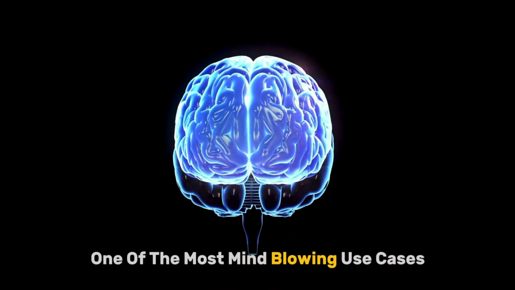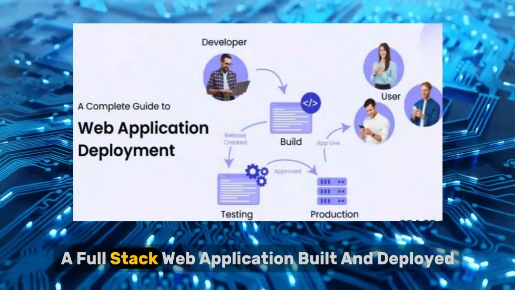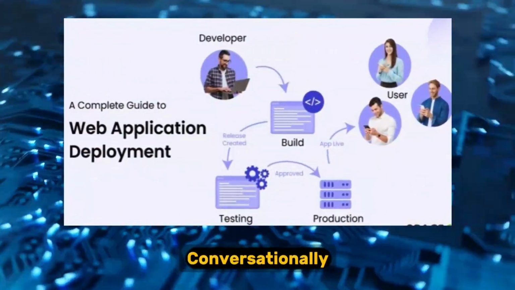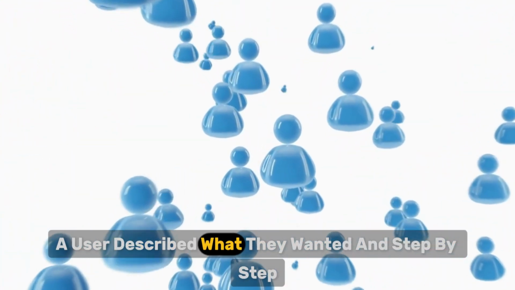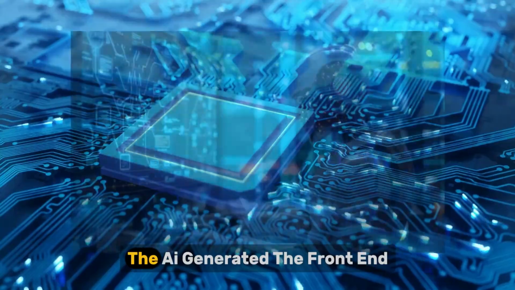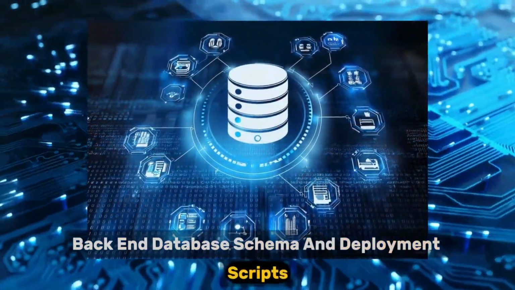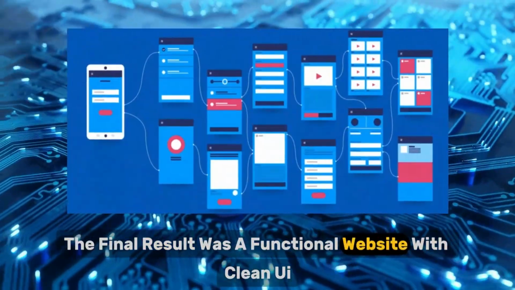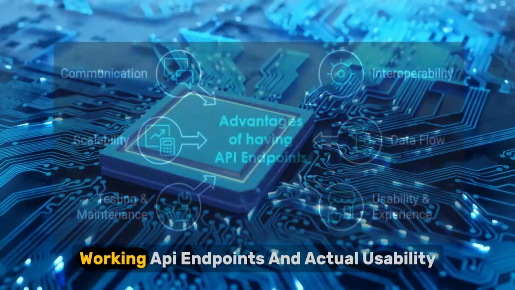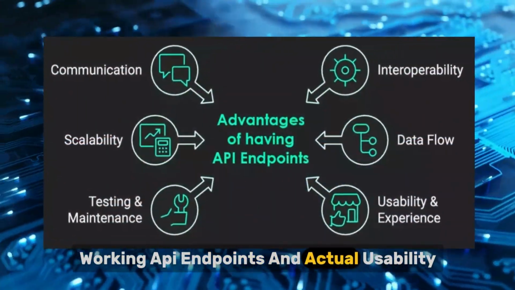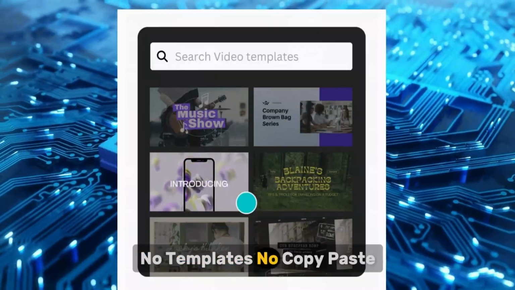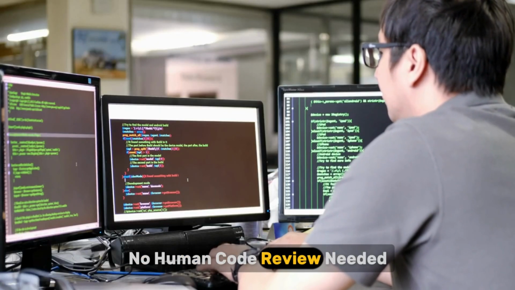One of the most mind-blowing use cases: a full-stack web application built and deployed conversationally. A user described what they wanted, and step by step, the AI generated the front-end, back-end, database schema, and deployment scripts. The final result was a functional website with clean UI, working API endpoints, and actual usability. No templates, no copy-paste, no human code review needed.